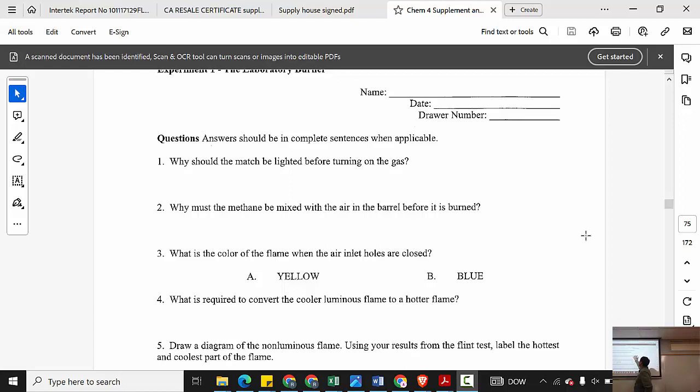But let's look at some of the questions on the report. This is questions for the Bunsen burner. Why should the match be lighted before turning on the gas? Now, does somebody want to volunteer an answer for that?